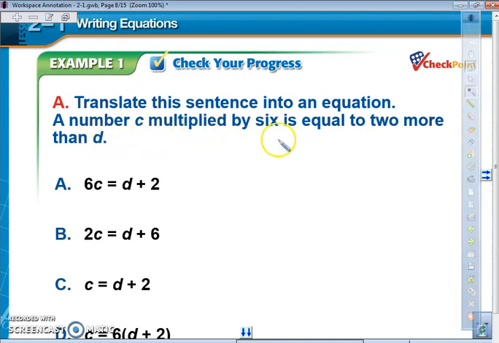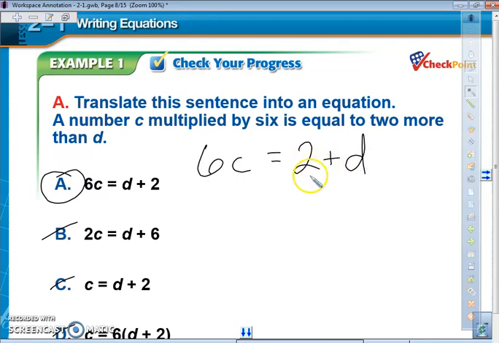Okay, so a number c multiplied by 6. Well, that's going to be 6c is. So right now I'm going to stop and look for something that has 6c on one side. Well, A does, B does not, C can't be that, D can't be that one. So right there, I know that it's A. Working smarter, not harder. Now let's check and see if the other side is d plus 2. 2 more than d. So right there, it doesn't look the same, but remember, when you add or when you multiply, order doesn't matter. It's only when you divide or subtract. So we can go d plus 2 equals 6c right there.